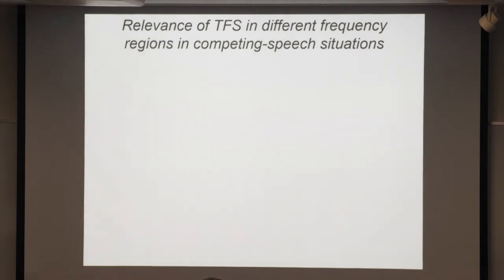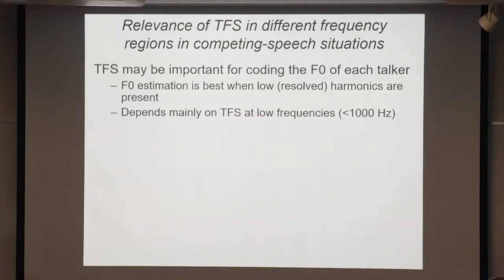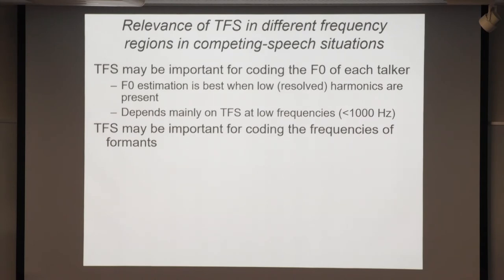Okay, I want to talk now a bit about the relevance of temporal fine structure information in different frequency regions, again in a situation where you have a target talker in the presence of a background talker. Now, temporal fine structure may be important for coding the fundamental frequency of each talker, and we know that fundamental frequency estimation is best when low resolved harmonics are present, and this might depend mainly on temporal fine structure at low frequencies. So it might be that it's mainly the low frequency temporal fine structure that is important.